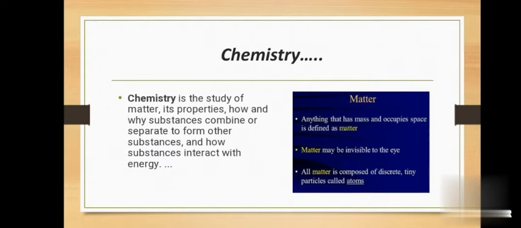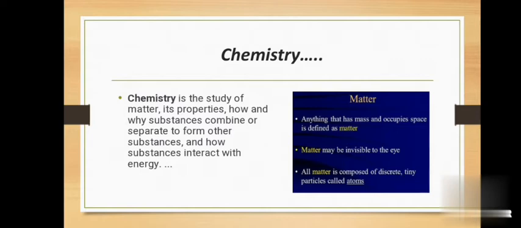Before discussing the definition of chemistry, let us basically discuss what matter is, because the subject of chemistry revolves all around this topic. So we should understand this topic first. So what basically is matter? Matter is anything that has a mass and occupies some space.